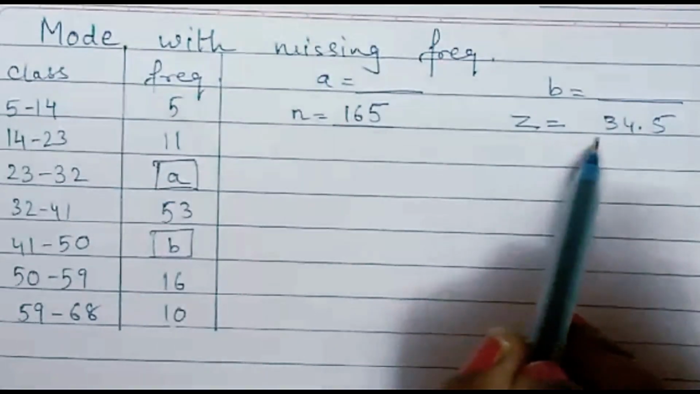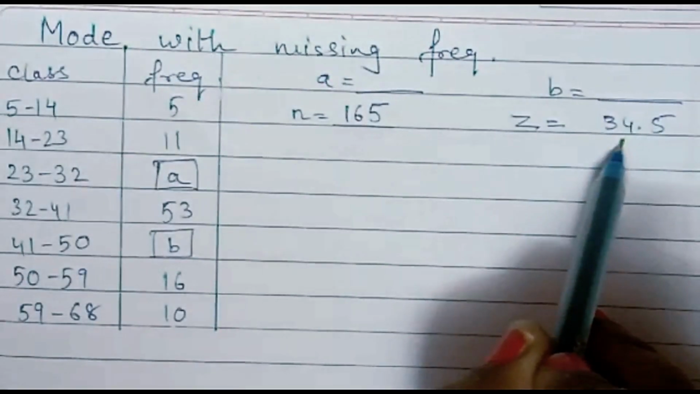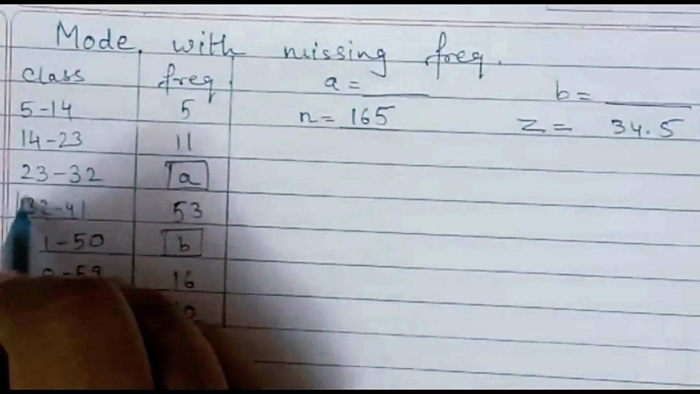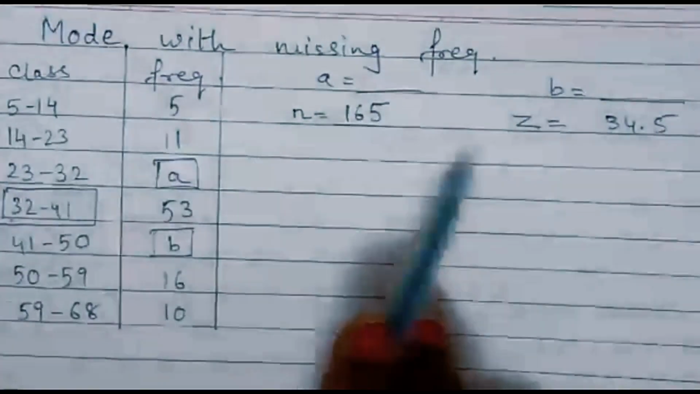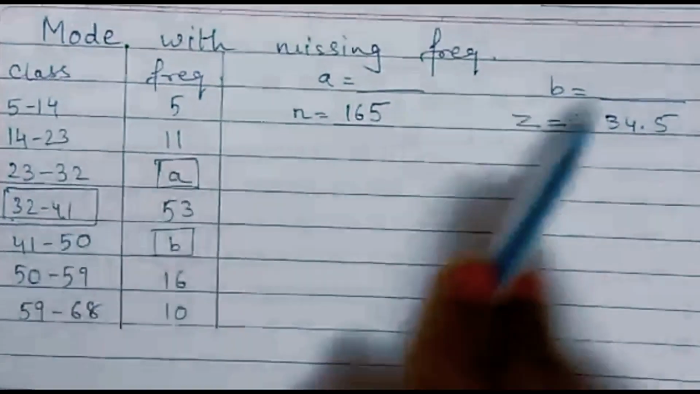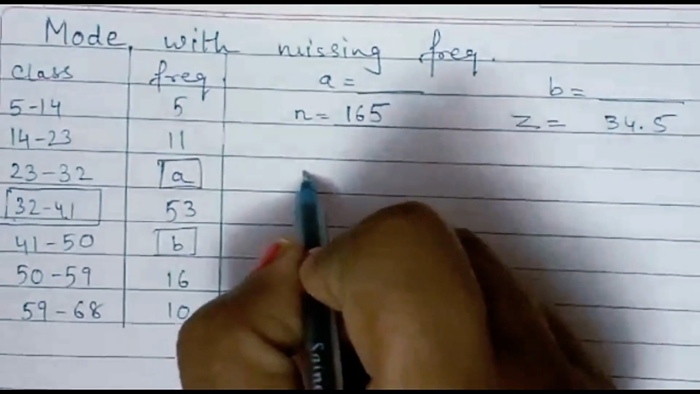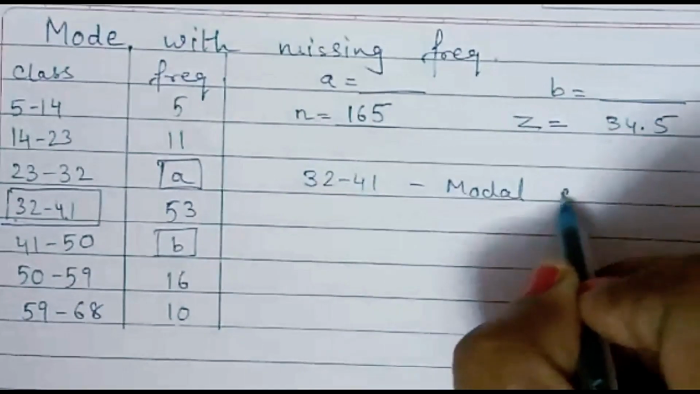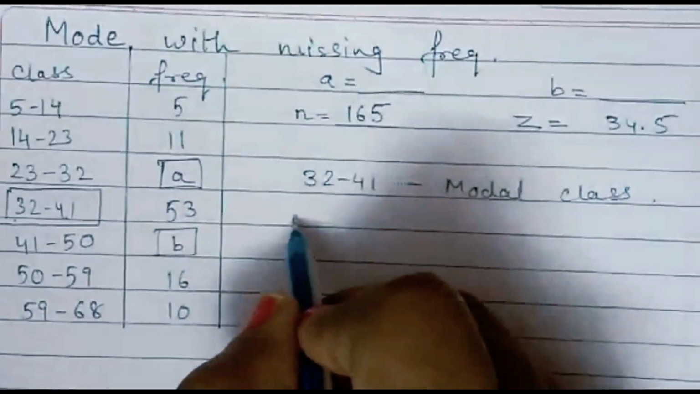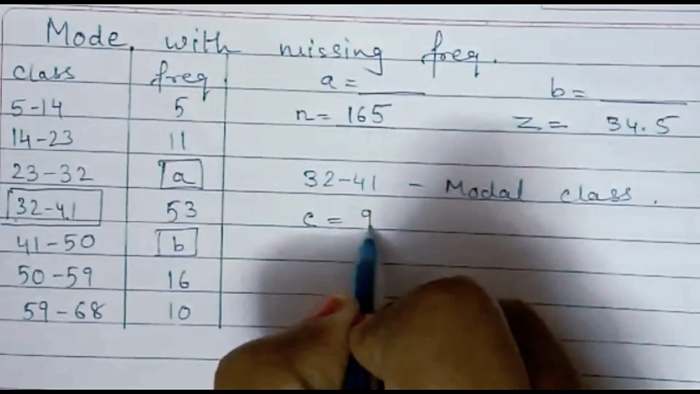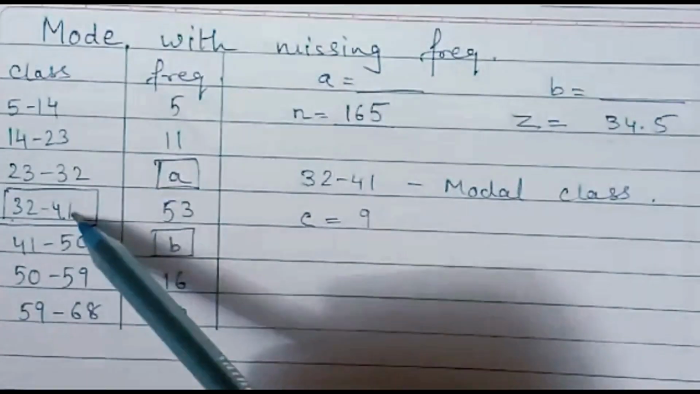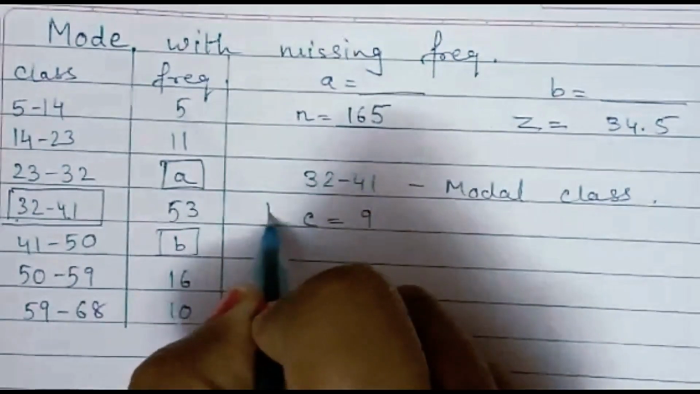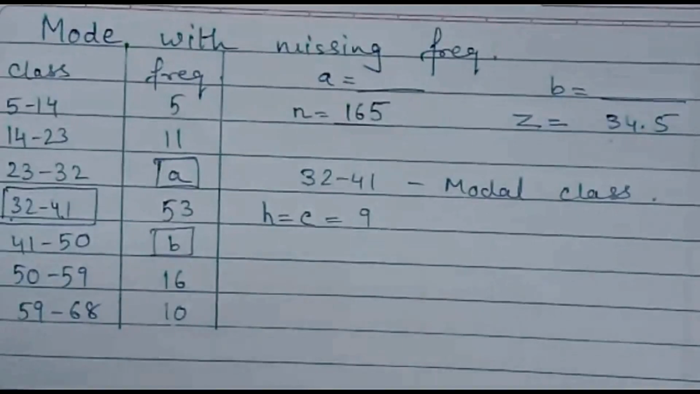Please see that this value of mode 34.5 lies in the class 32 to 41, right? 34.5 lies between 32 to 41. So this 32 to 41 is called your modal class, and its class size is equal to 9. Class size is the same everywhere, 41 minus 32, 32 minus 23. So that class size we can also denote by H, which is equal to 9.